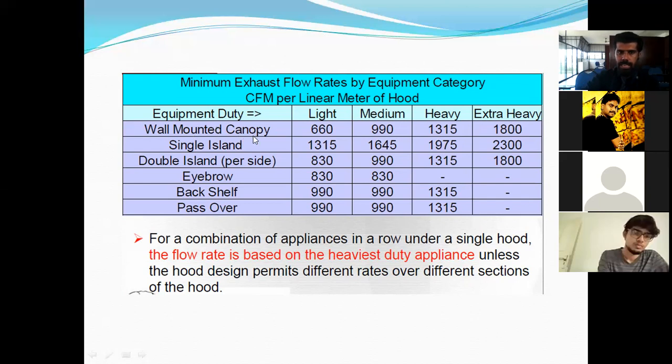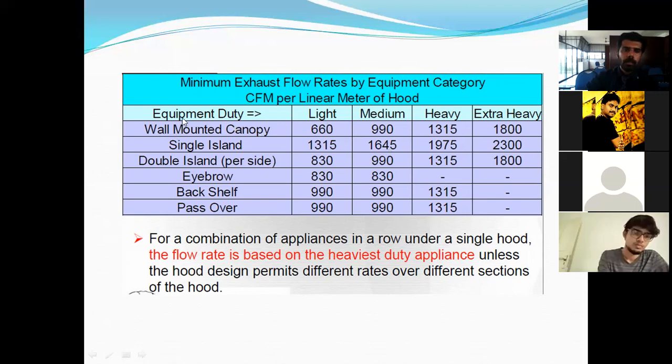So if it's a wall-mounted canopy, if you are using light cooking, the CFM will be 660. If you are using medium, it will be 990. If you are using heavy, it will be 1350. If you are using extra heavy, we can come even to 1800 CFM. When we do some questions, you will get a proper idea about what I am saying right now.